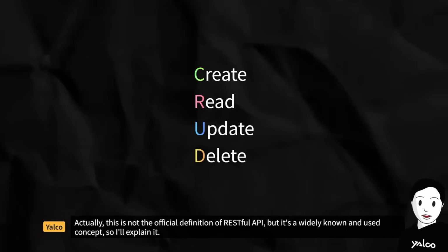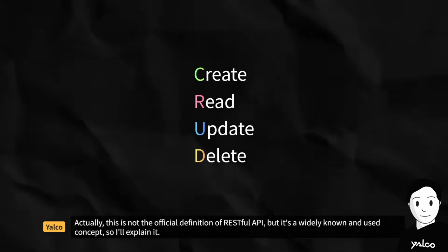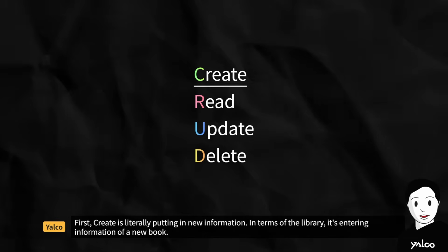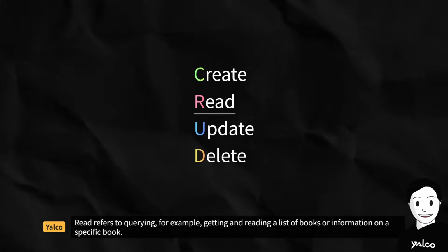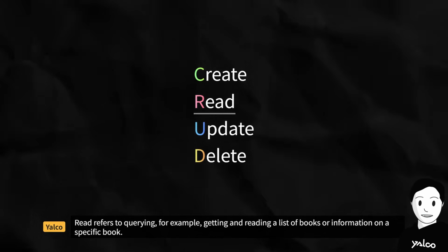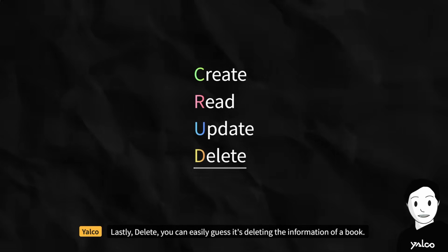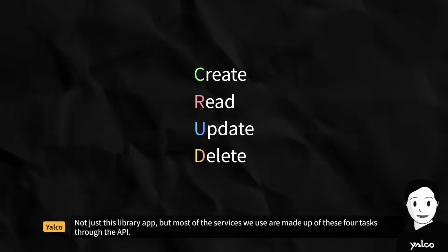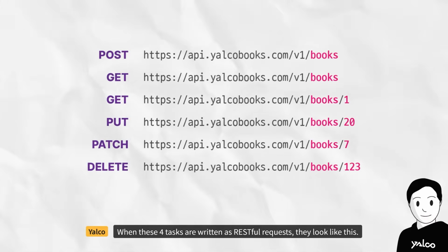Actually, this is not the official definition of RESTful API, but it's a widely known and used concept, so I'll explain it. First, create is literally putting in new information. In terms of the library, it's entering information of a new book. Read refers to querying, for example, getting and reading a list of books or information on a specific book. Update is changing the information of a specific existing book. Lastly, delete. You can easily guess it's deleting the information of a book. Not just this library app, but most of the services we use are made up of these 4 tasks through the API. When these 4 tasks are written as RESTful requests, they look like this.